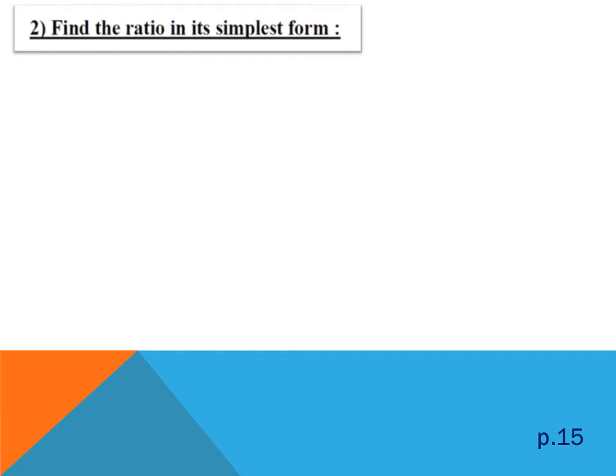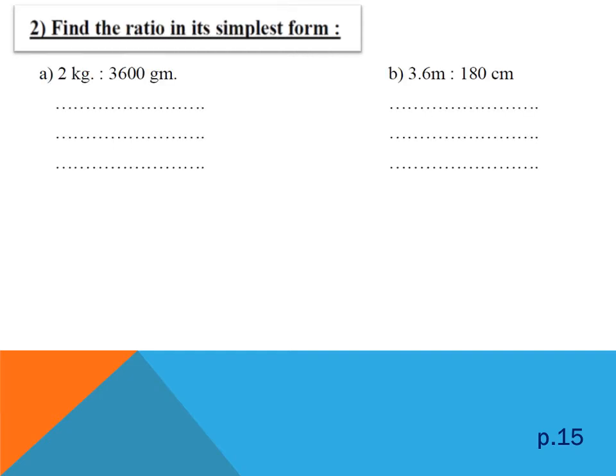Find the ratio in its simplest form. 2 kilogram to 3,600 gram. The larger unit here is kilogram. We must convert kilogram to gram. Multiply 2 by 1000. 2 times 1000 is equal to 2000 gram. And 3600 gram as it is.